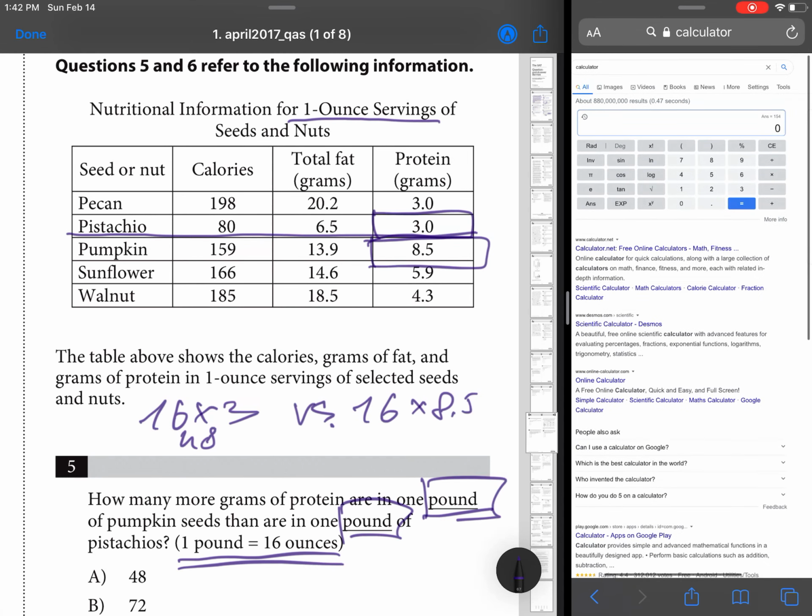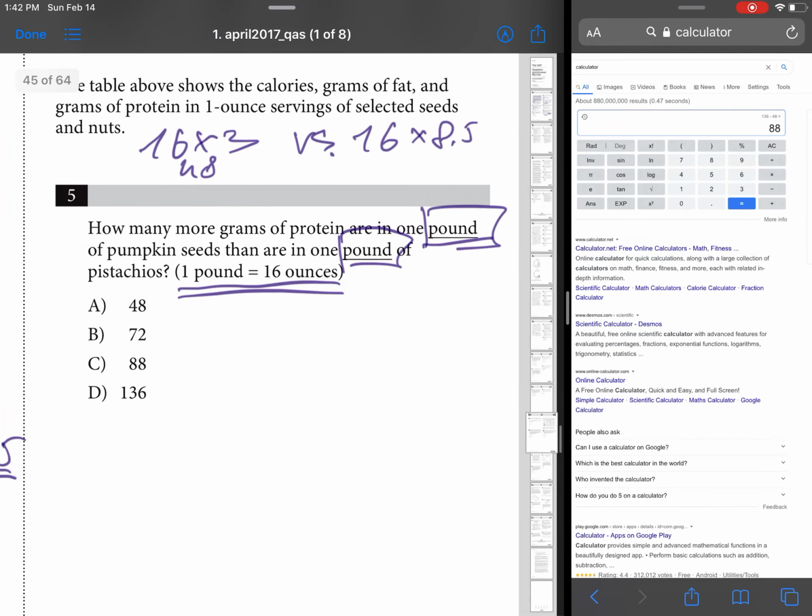So this is our calculator. So what do we have? 16, very quickly, multiplied by 8.5. That is 136 minus 48. 88. Cool. That's what we need. Do we have 88? We do. Right there. See, only in question 5 did we actually need to use our calculator.